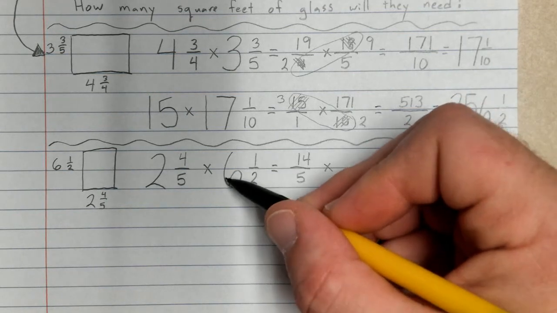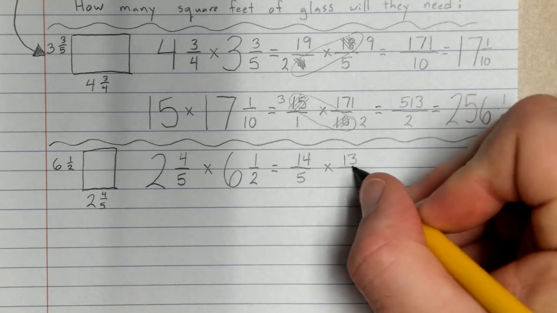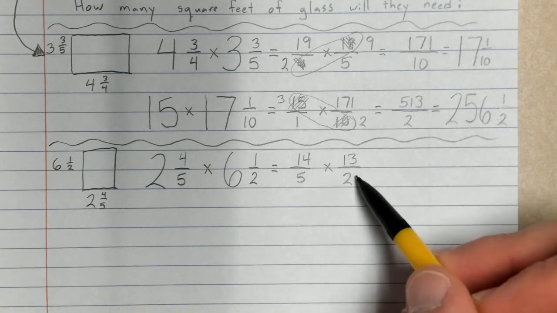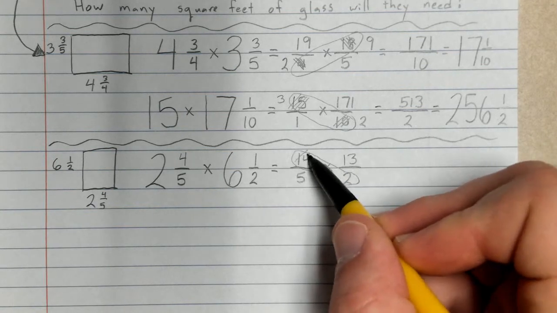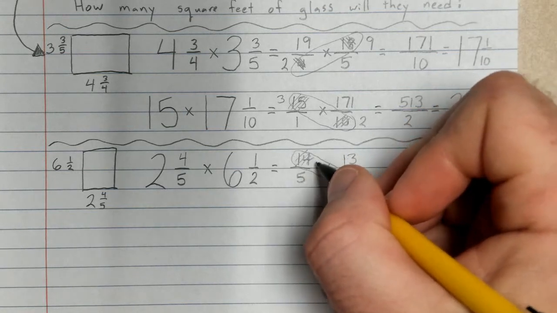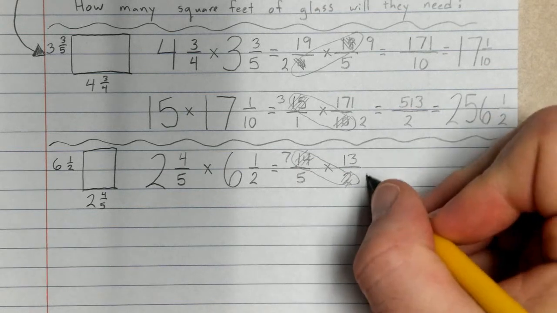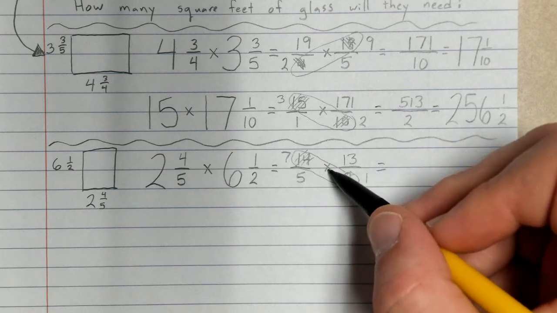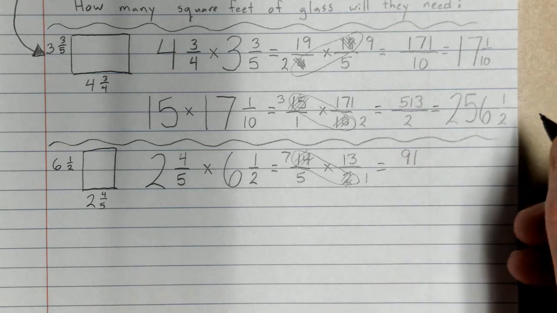6.5, well, 2 times 6 is 12, plus 1 more is 13 halves. Now, 13 over 2. We can do a little cross-canceling here as well. 14 and 2 divide evenly by 2. 14 divided by 2 is 7. 2 divided by 2 is 1. 7 times 13 is 91.